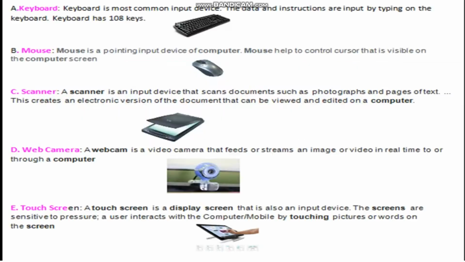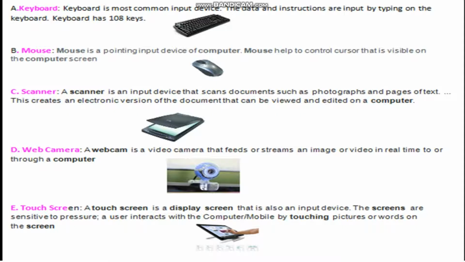Coming to the heading input devices, there are so many devices. In this class I will explain some of the input devices. One is the keyboard. The keyboard is the most common input device. The data and instructions are input by typing on the keyboard. A general keyboard has 108 keys. It is used to type the letters.